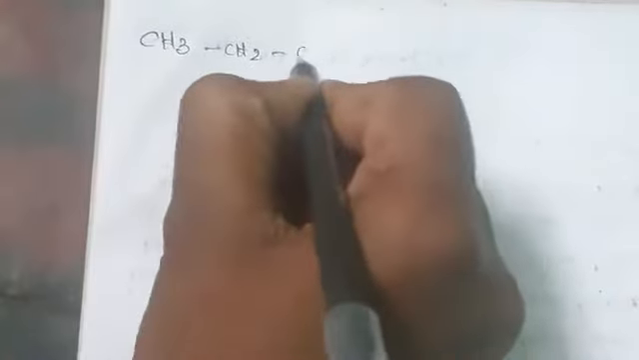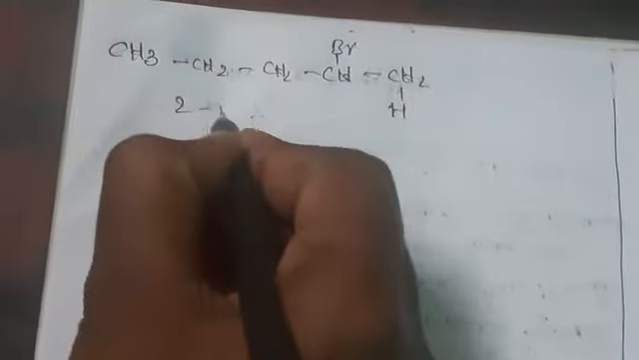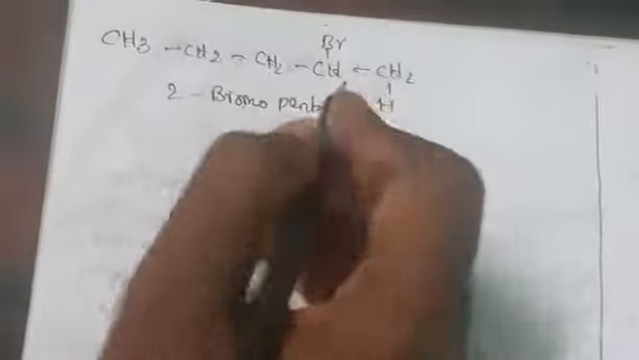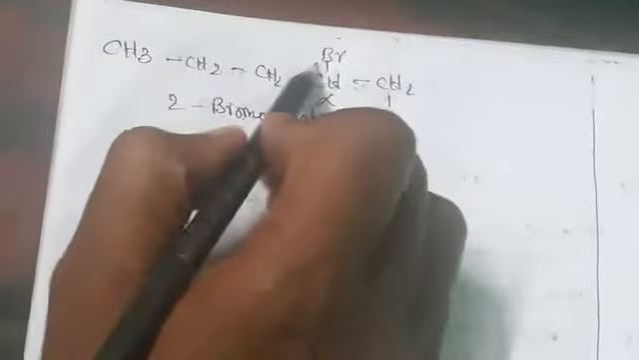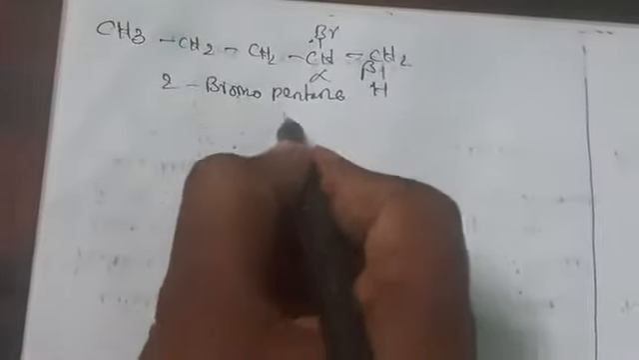Let us see an example. Let us take CH3, CH2, CH2, CHBr and CH3, carbons 1, 2, 3, 4, 5. The name is 2-bromopentane. Here the alpha position is where the substituent is present, and the adjacent carbon is the beta position.